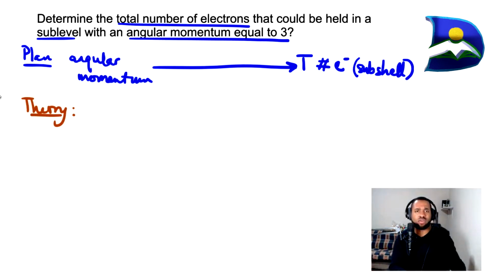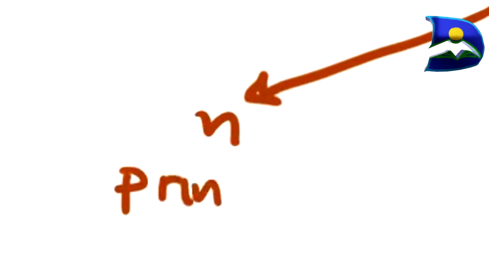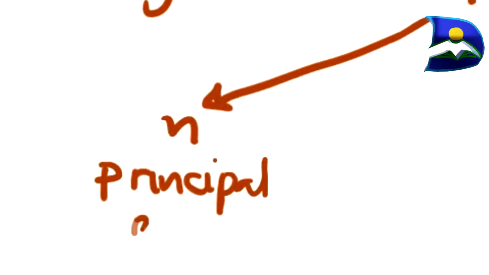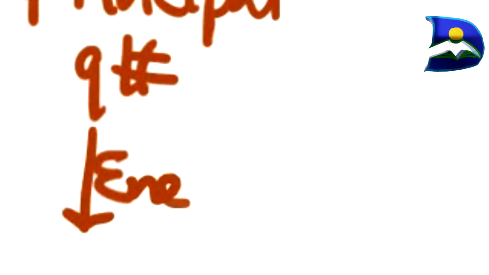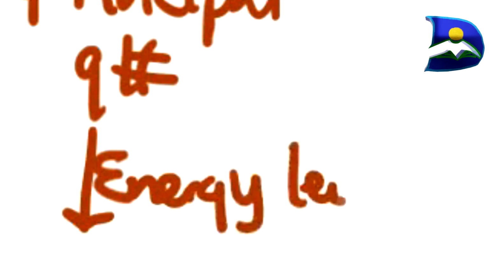So in here we're going to look at the 4 quantum numbers in total, and from the 4 quantum numbers, we'll see which quantum number is important enough for us to determine the total number of electrons. The first quantum number is represented as n, which is called the principal quantum number. And this tells us the energy levels that are present in an atom.